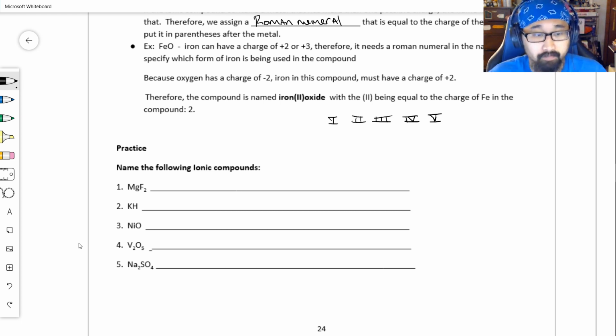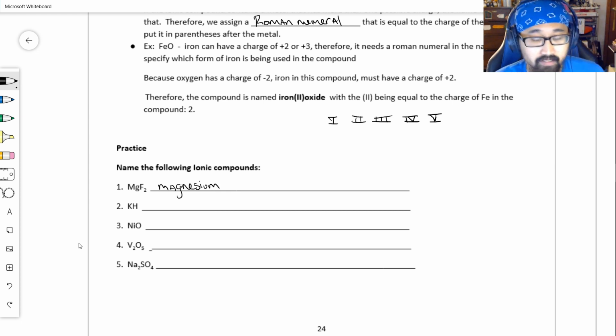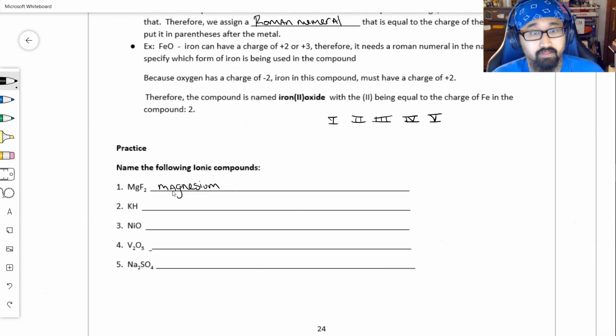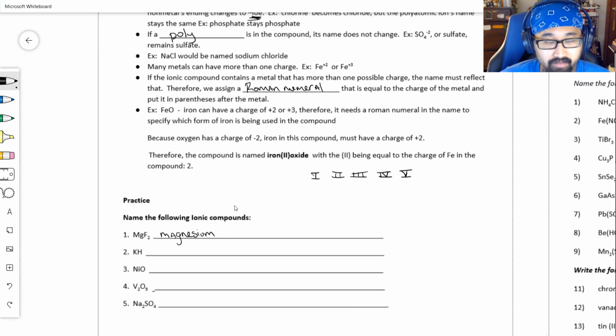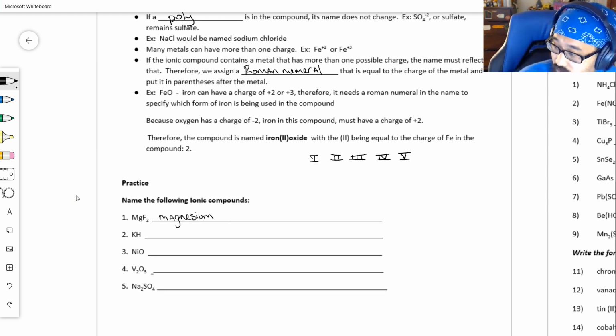Back. Okay, sorry. So the first part of number 1 is magnesium. If I look at magnesium on the periodic table, it has only 1 charge, so I do not need to worry about the Roman numeral. I do not need to worry about a parentheses. Right? What we do with that Roman numeral, by the way, is put it in parentheses after the metal. I'll show you an example of that in number 3, but I want to just go over these ones first.